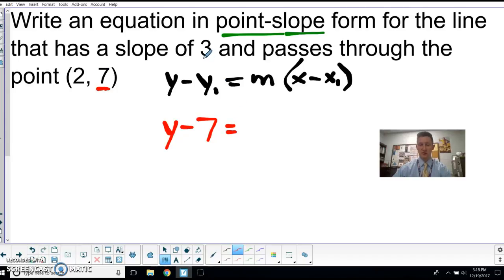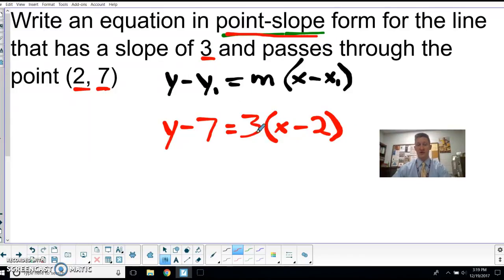And that's going to be equal to m, the slope, which I was told was 3, times x minus the x value of the point through which it passes, which happens to be 2. So if I was asked to write it in point slope form, I would be done. That's it. This is point slope form. This is the equation of a line that passes through the point (2, 7). I've got to be able to read that backwards a little bit. It has a slope of 3.